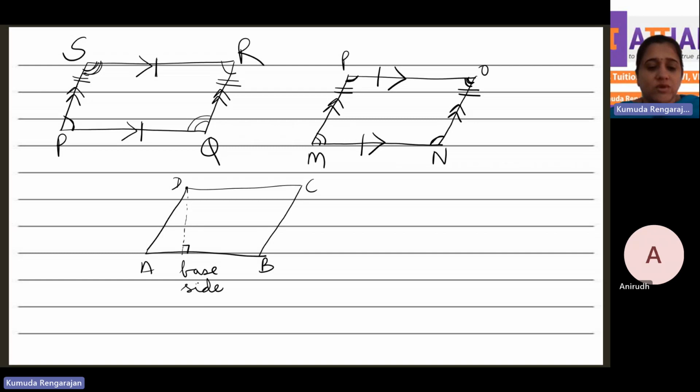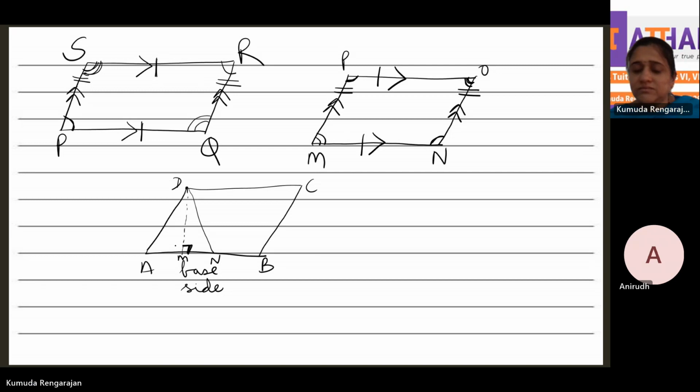So this is the altitude. For base AB, say DM is the altitude. Supposing there is another line like this, DN. DN is not an altitude on AB because it is not making 90 degrees with AB. It should make 90 degrees with AB.